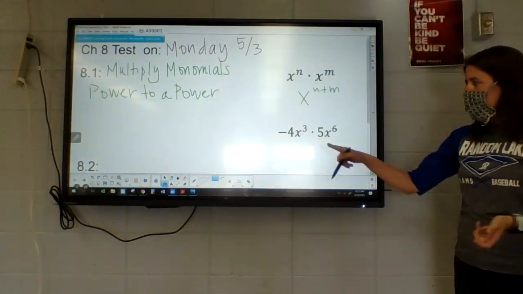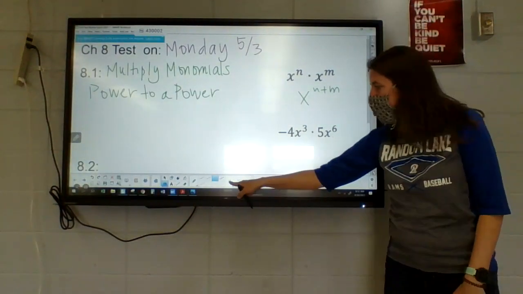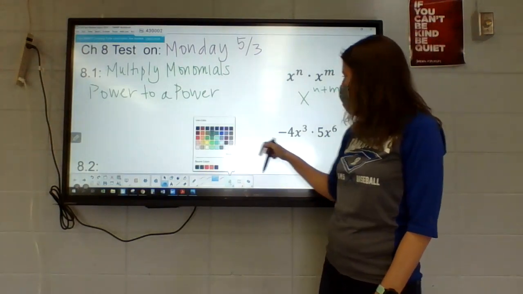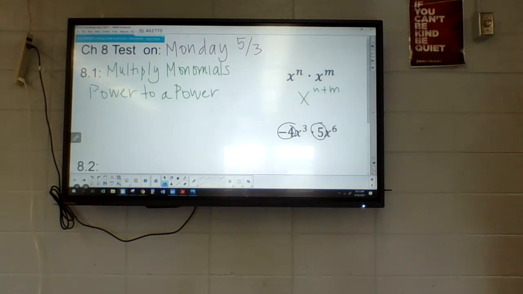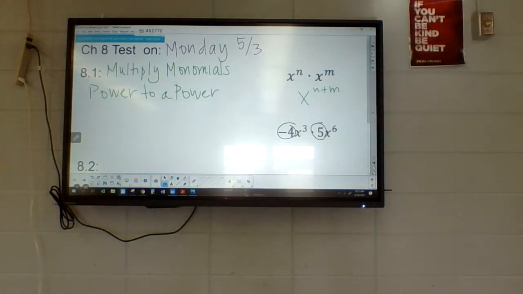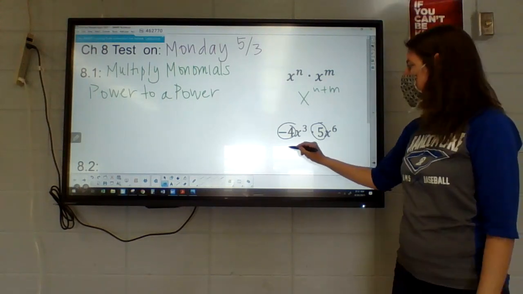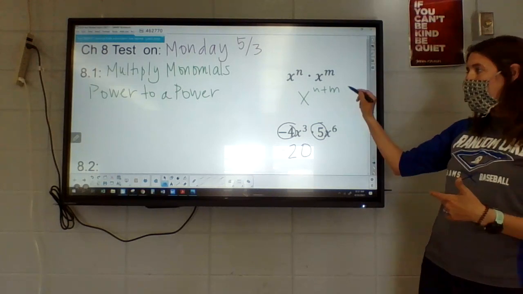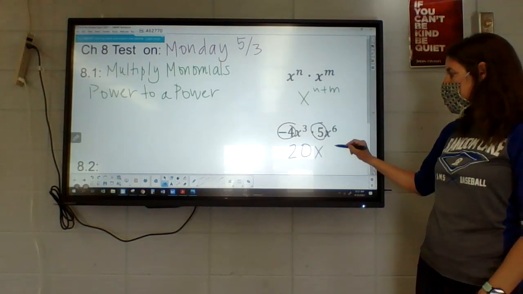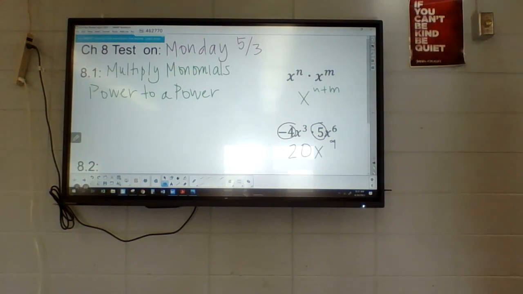So if you took a minute to do this one, you would do -4 times 5. Don't forget coefficients: treat those like normal numbers. So -4 times 5 is -20. And then x to the 3rd, x to the 6th, we add those exponents, so it's going to be x to the 9th. So just be careful with those as you go.